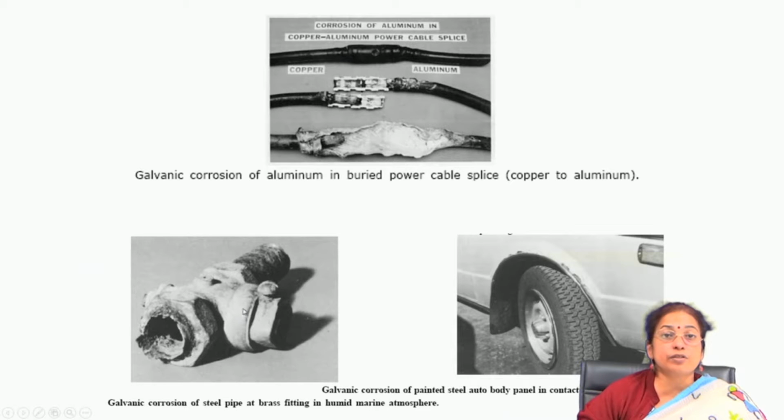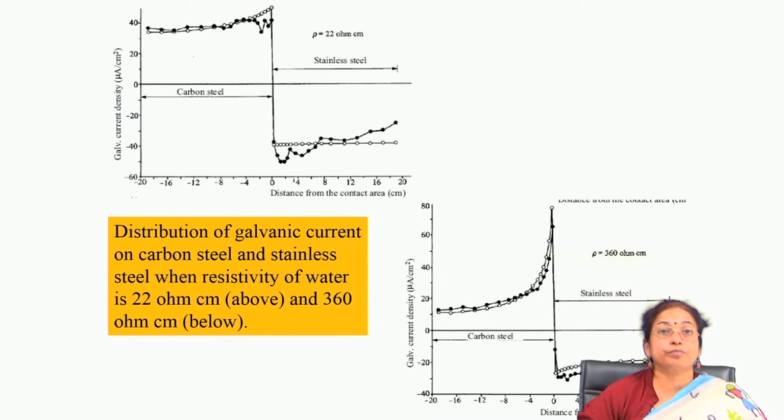Similarly, galvanic corrosion of a steel pipe at a brass fitting in a humid marine environment. Underneath the brass there is a lot of corrosion in the steel, and naturally this brass is nobler compared to steel. So the steel part is damaged to a large extent as compared to the part where there is no connection or coupling.